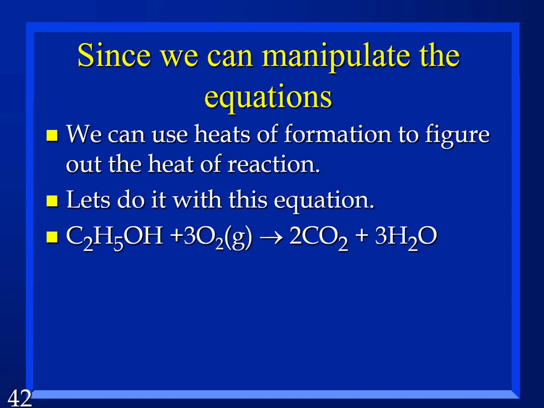Now I should be able to add these up. I got C2H5OH. Then I got two C's, but those two C's cancel out. I got two O2s, but I got half O2. So that half O2 is going to cancel out, and to make my life easy, I'm going to cancel out with a half here. So if I take a half away from 3 halves, I'm left with 1.